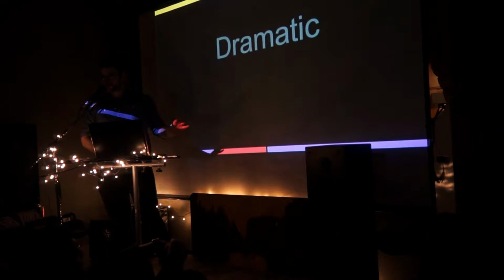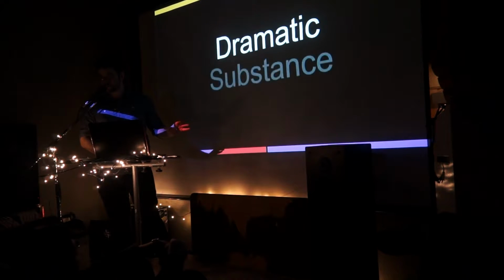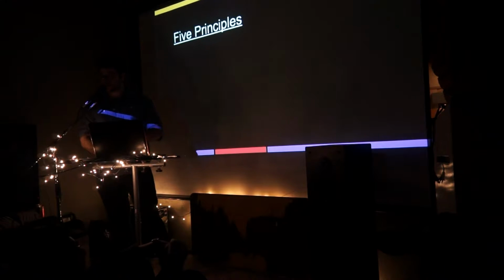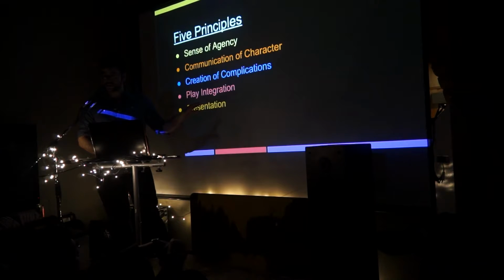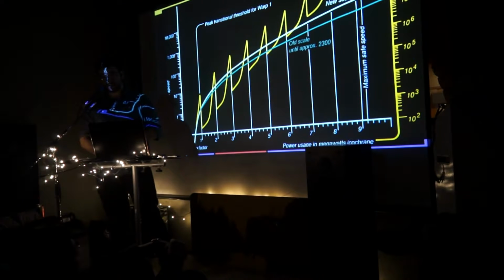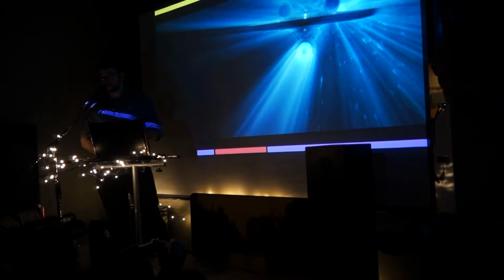And we do this through dramatic substance. Now, dramatic substance is broken down into 5 principles when it comes to games. We have sense of agency, communication of character, creation of complications, play integration, and presentation. So everything's going to get really complex, and I'm going to have to talk really fast, so buckle up.